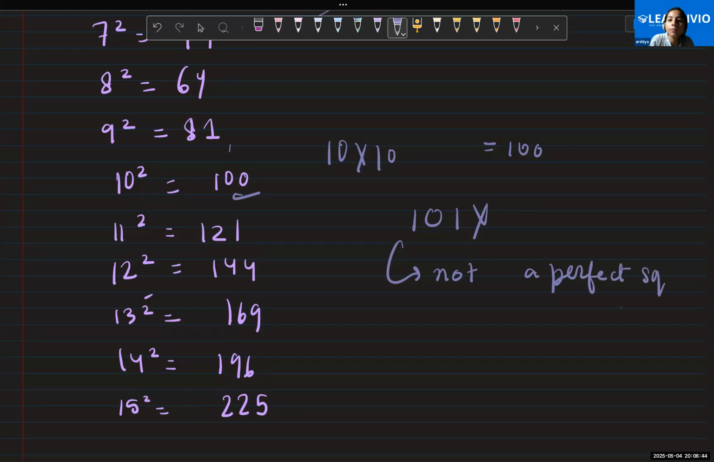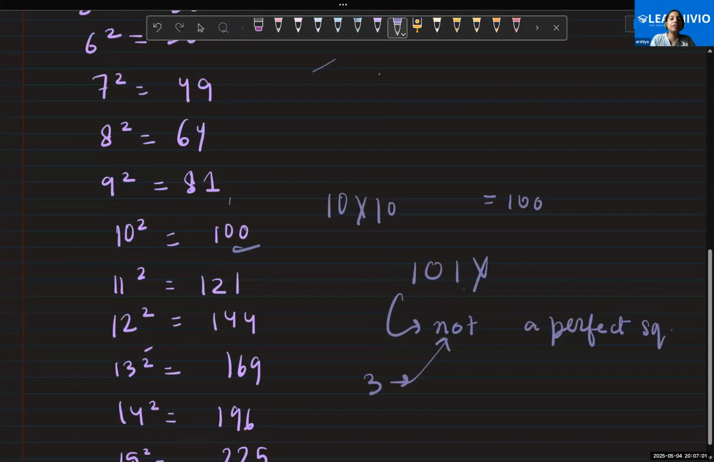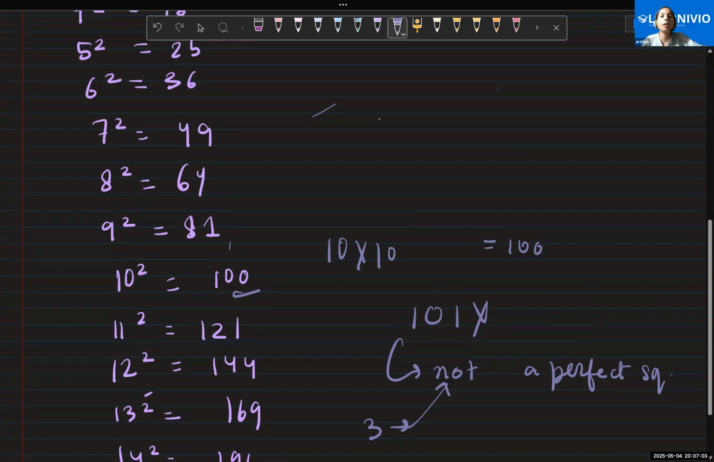Is 3 a perfect square? No, so it's also not a perfect square. Okay. So now, how do you identify? Wait, let me share another screen.